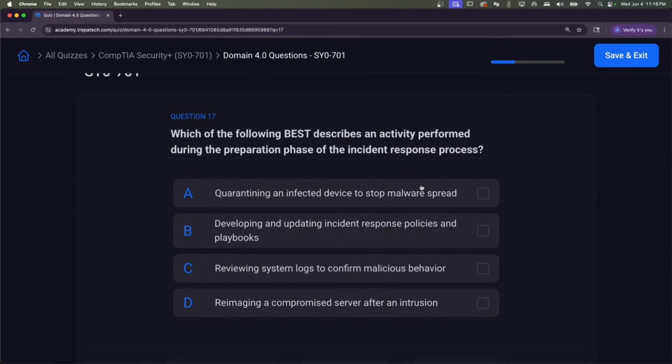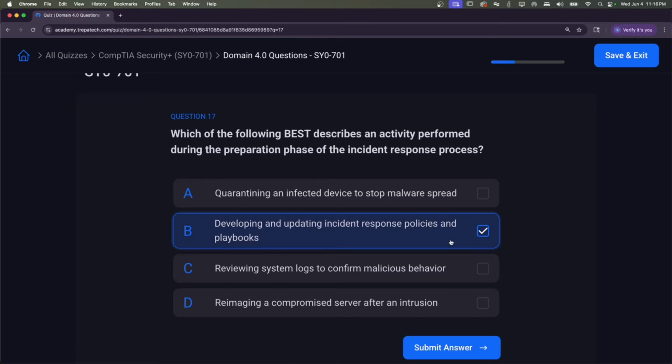Which of the following best describes an activity performed during the preparation phase of the incident response plan? So preparation phase, right? That's everything you do before. That's your defense in-depth planning. That's your approach to guarding and safeguarding your network, looking over your different risk management and cybersecurity management frameworks like NIST RMF, NIST CSF. It's making sure you have good remediation steps planned, right?